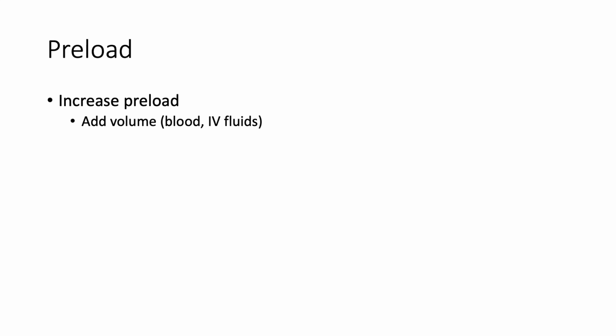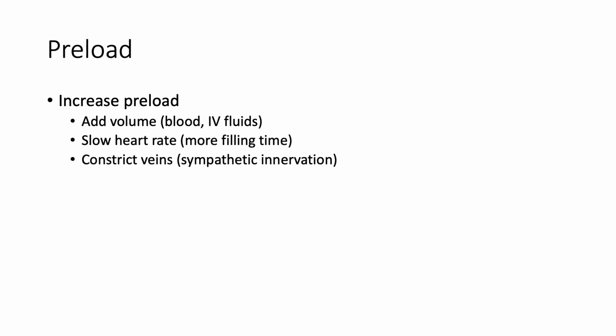So things that increase preload would be adding more volume to the system. That could be in the form of a blood transfusion or giving someone IV fluids. If you slow the heart rate down, it actually has more time in diastole, so more filling time, and that will increase preload. And then if you activate the sympathetic nervous system, it will constrict veins. And if you constrict veins, which are a large reservoir of blood, you can actually increase the amount of blood that returns to the heart.